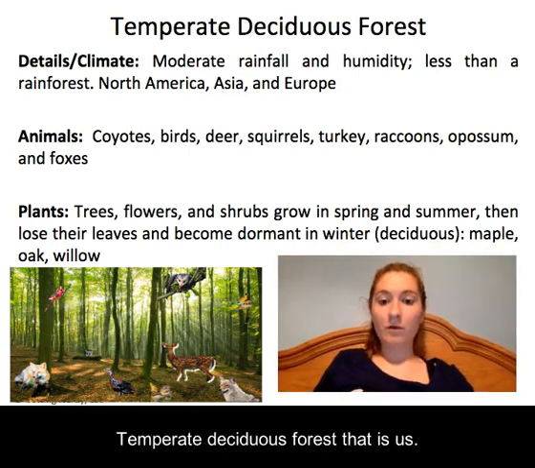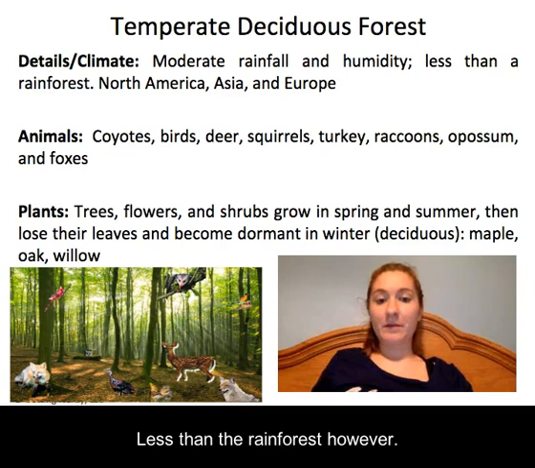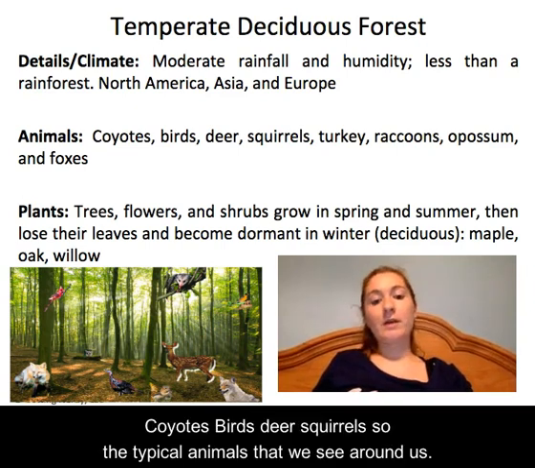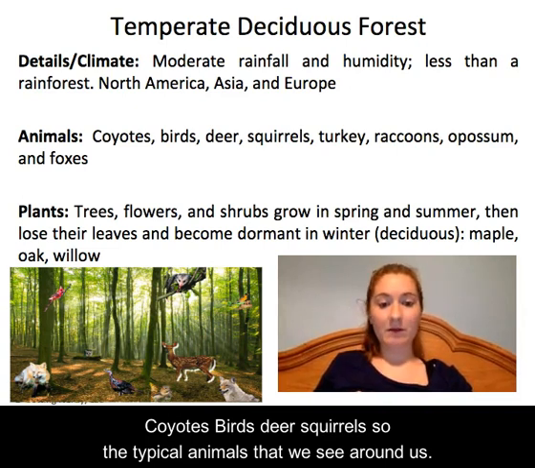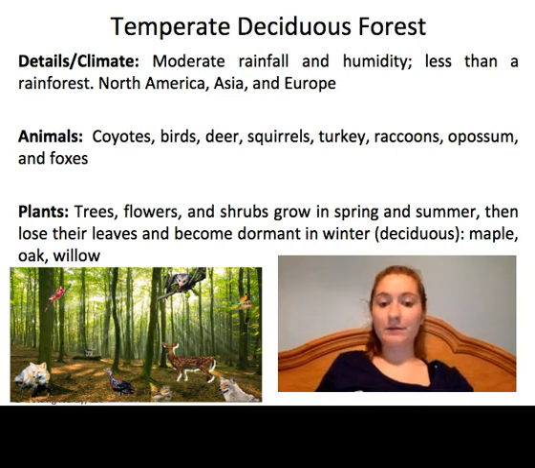Temperate deciduous forest, that is us. So we are North America. It's moderate rainfall, very humid, less than a rainforest, however. It has coyotes, birds, deer, squirrels, so the typical animals that we see around us. And there are trees, flowers, and yep, you know how we usually are.